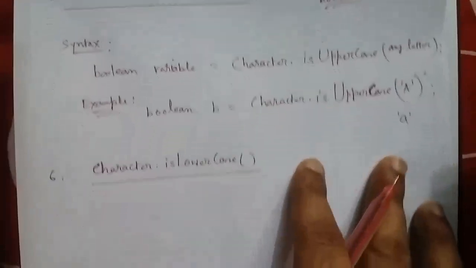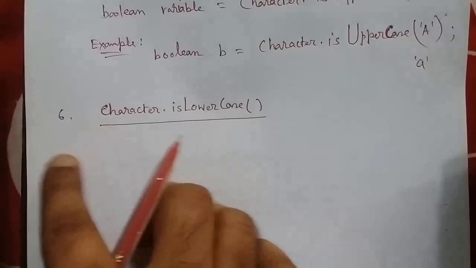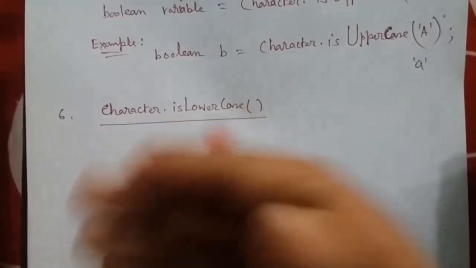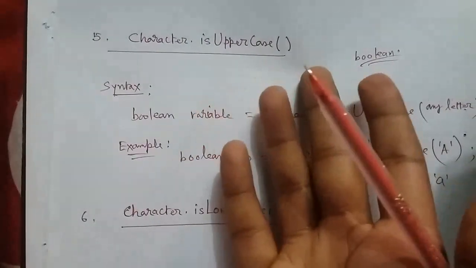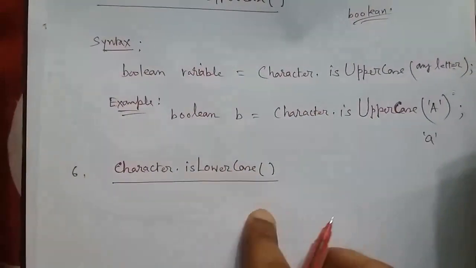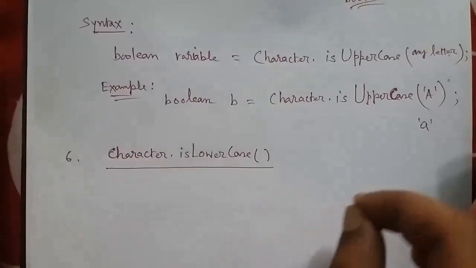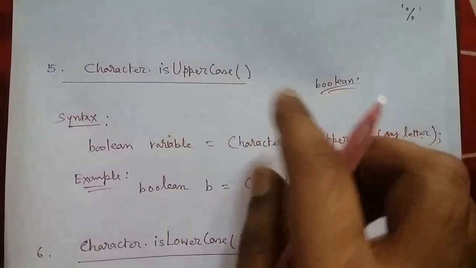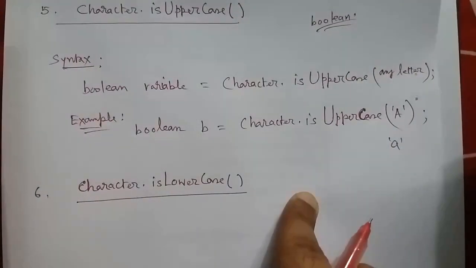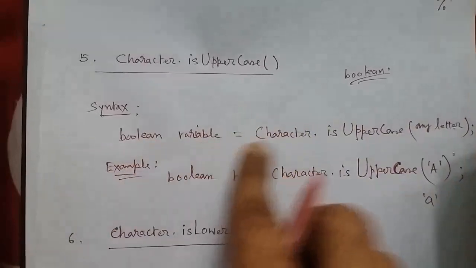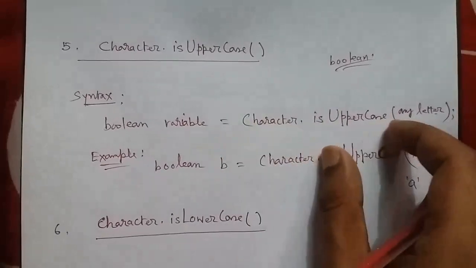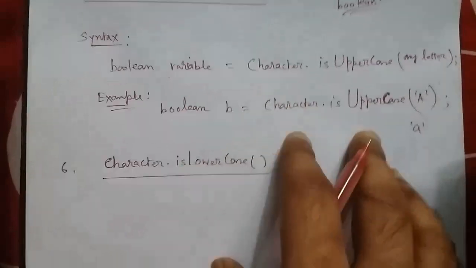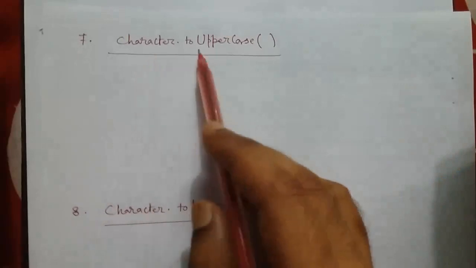Is that clear? Now the sixth method is Character.isLowerCase. Character.isLowerCase is just the reverse of Character.isUpperCase. So this method will return true if the given argument is a lowercase letter, otherwise it returns false. Here also the return data type is boolean. The syntax will be the same: boolean variable equals to Character.isLowerCase, then any letter.